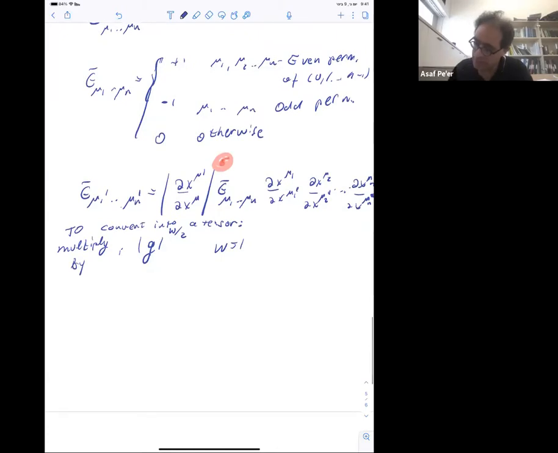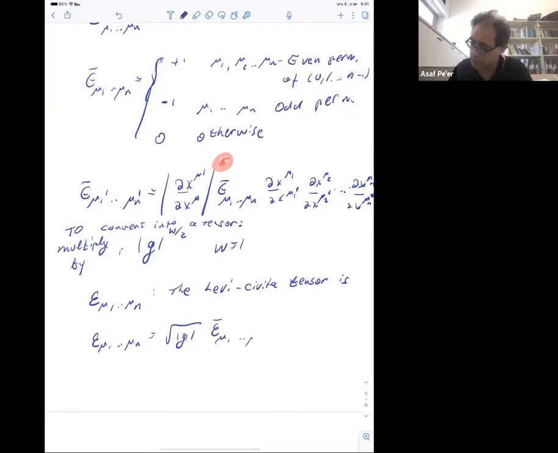So to get a real tensor, we get that epsilon mu1 mu-n. Now I write it without the bar because it's not a symbol, it's a tensor. The Levi-Civita tensor is defined to be epsilon mu1 mu-n equals square root of G times epsilon bar mu1 mu-n. So the whole purpose was just to pay attention when you want to make a transformation using any equation that uses the Levi-Civita tensor. You have to remember to multiply by the square root of the determinant of the metric.